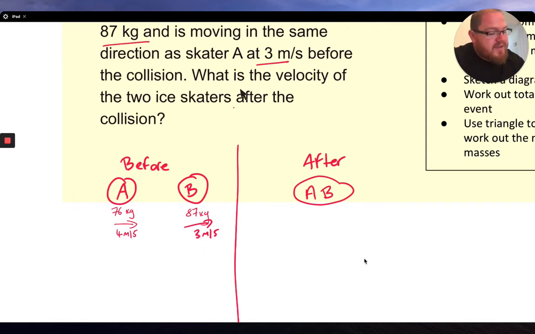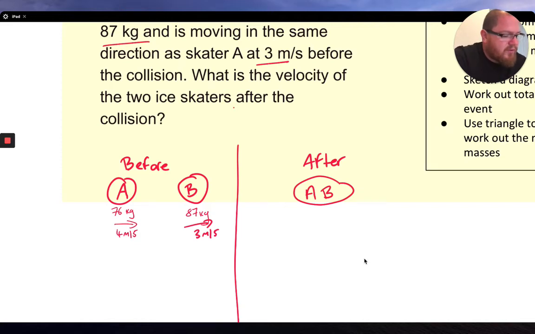And by the way, just as a quick tip to check your answers, when you're calculating the velocity now, it's not going to be more than 4 meters per second, and it's not going to be less than 3 meters per second. It's going to be somewhere in the middle, your final answer. And we'll see if that comes true now.